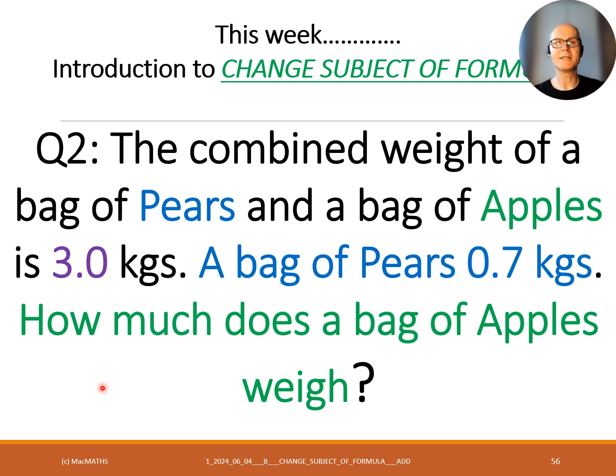Let's look at another practical example. The combined weight of a bag of pears and a bag of apples is 3 kilograms. We know that a bag of pears is 0.7 kilograms. So how much does a bag of apples weigh?